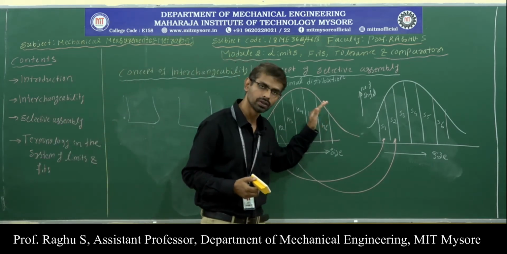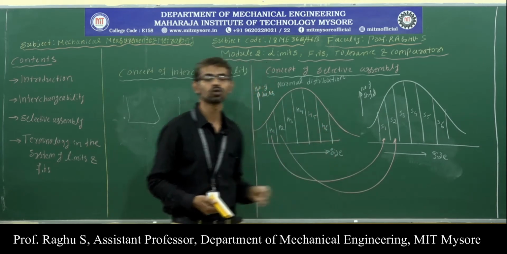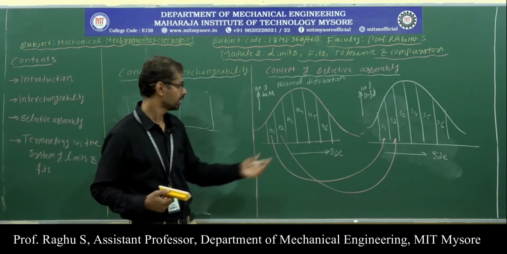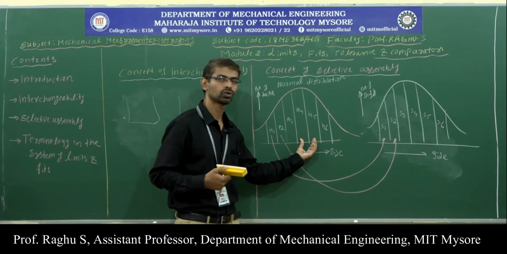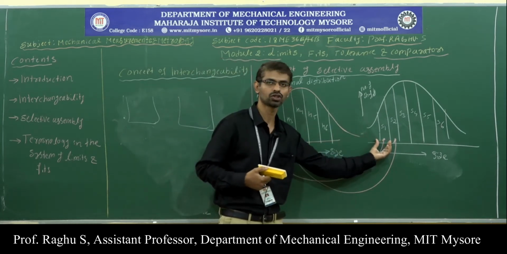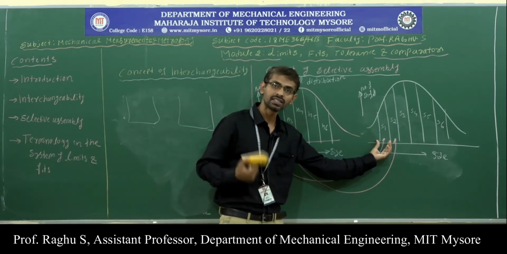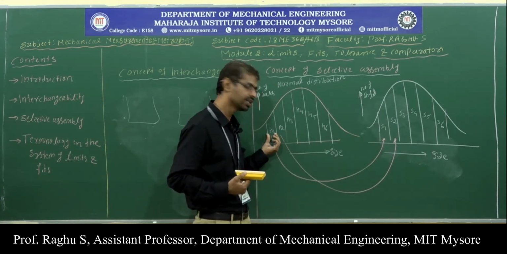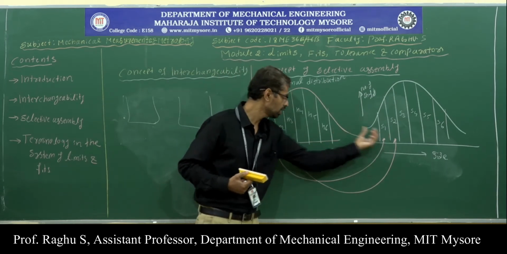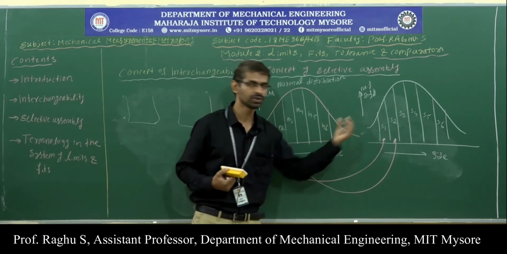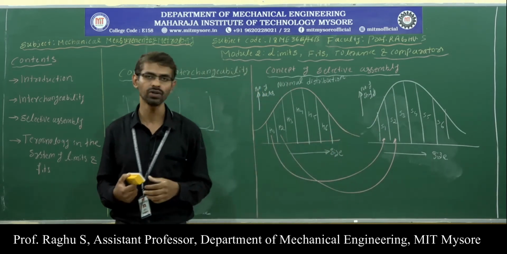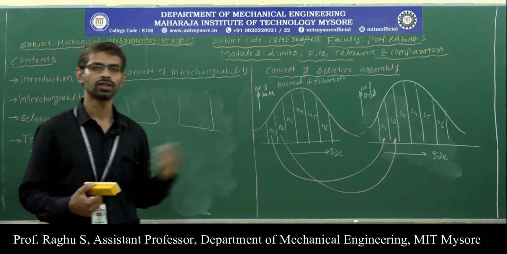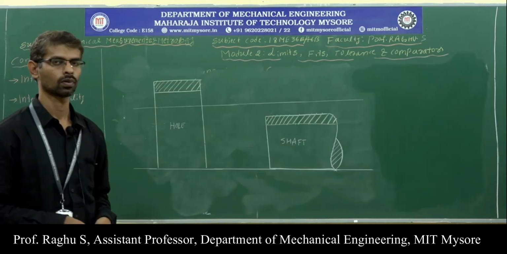In the case of selective assembly, the components are classified based on their sizes. This is the size distribution of holes and this is the size distribution of shafts. Now we can easily assemble the components. The holes in H1 are to be assembled with S1 only, the holes in H2 with S2 only, and the holes in H3 with S3 only. So this is the concept of selective assembly.